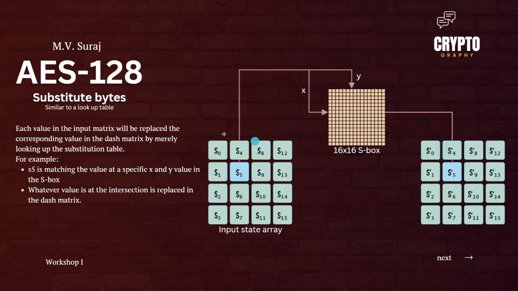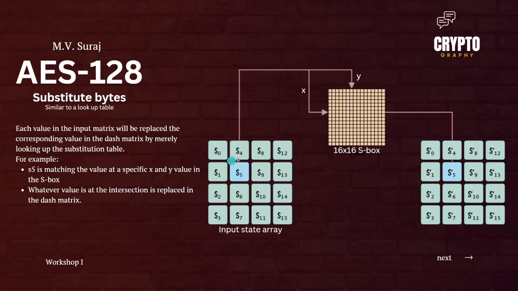Now we will go deeper into what the substitution bytes are basically. So substitution byte is basically a lookup table. Each value in the matrix will be replaced by the corresponding value in the dash matrix by merely looking up the substitution table. So let's say you have S5. You will try to look up the value of S5. Okay, so we went over this, right? So assuming the value is 65.